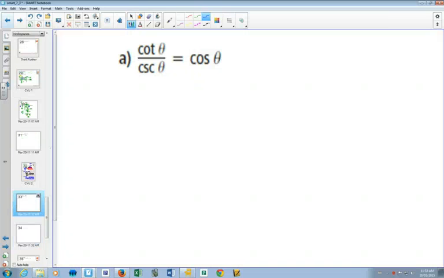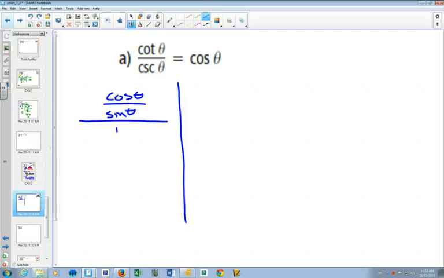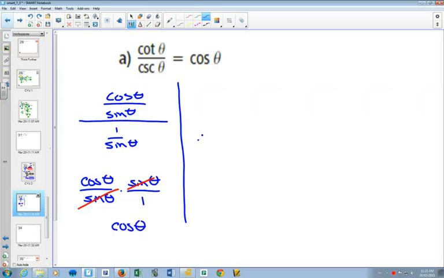All right, let's just check how you did. Again, a strategy that works out really well is changing things to sine and cos. Cotangent is cos theta over sine theta. And cosecant is 1 over sine theta. And I have a fraction divided by a fraction, so then I can multiply by the reciprocal. Yes?